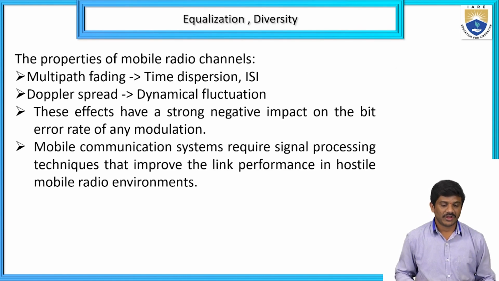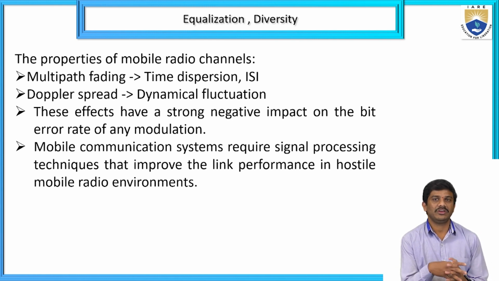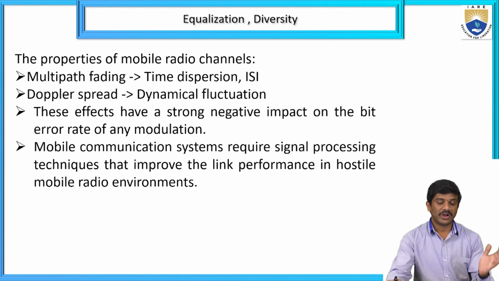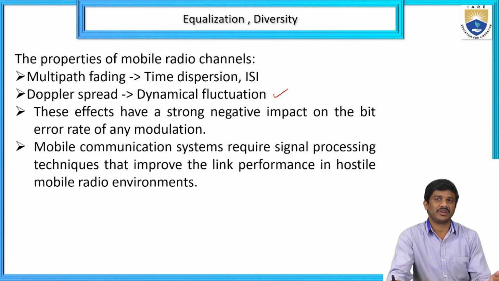The first topic is the properties of the mobile radio channels. Here we have two types. One is multipath fading and the second is Doppler spread. Why do we go for multipath fading? It causes time dispersion and intersymbol interference. Coming to the second one, Doppler spread, here we have the properties of a dynamic function.